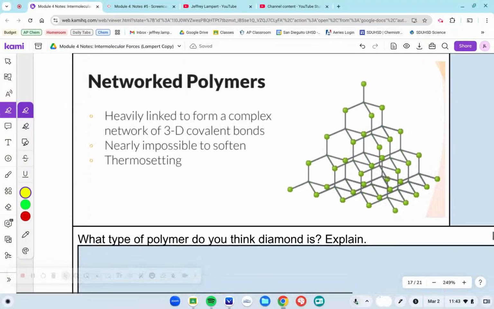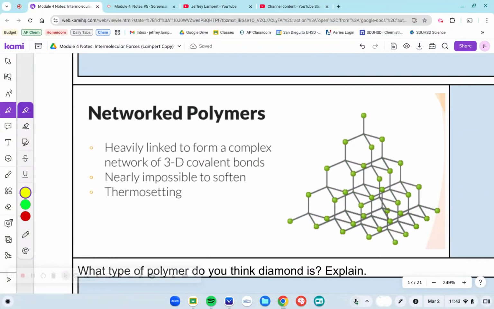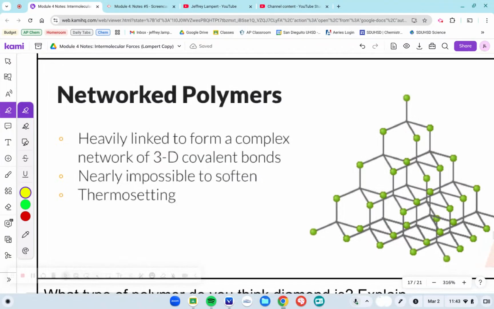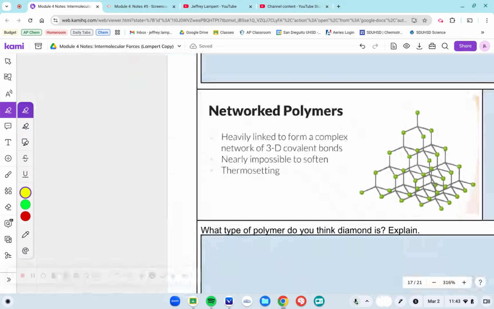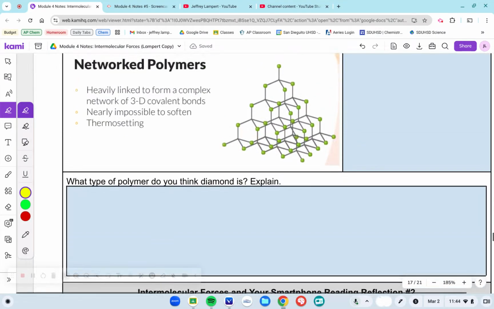All right, now let's go into our last type of polymer. This is called a network polymer. So network polymers are heavily linked to make a complex network of three-dimensional covalent bonds. So that's what we're showing here, right? Each monomer is connected to every other monomer by some chemical bond. Now, because they're connected only by covalent bonds, you can't soften them, right? There's no intermolecular attractions to break and melt. So instead, these are thermosets. All right, so the next question, diamond is a polymer. Based on the properties that you know of diamond, I want you to try and guess what type of polymer diamond is. So go ahead and make a guess, an explanation, and then we'll go through our answer.